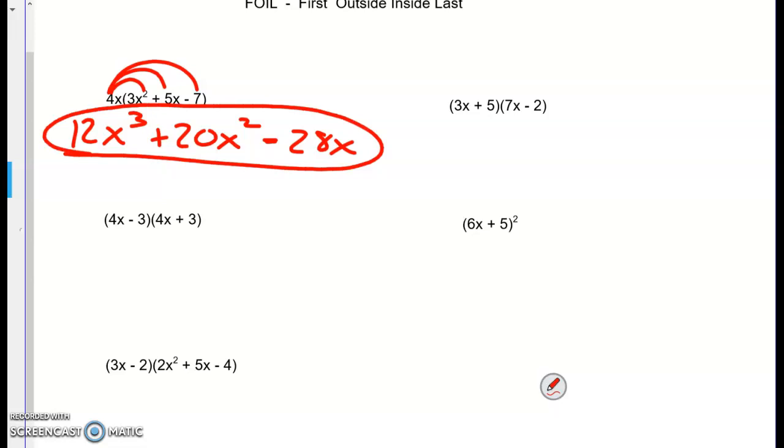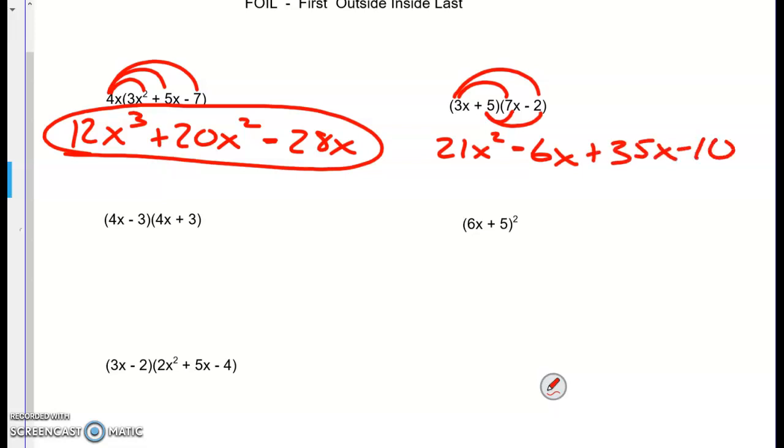With 2 parentheses, we're foiling. The 3x goes to both terms, and the 5 goes to both terms. 21x squared minus 6x, and then 5 times 7x is 35x minus 10. And then we're combining those middle terms. 21x squared and negative 6 and positive 35 is plus 29x, and then we're subtracting 10.